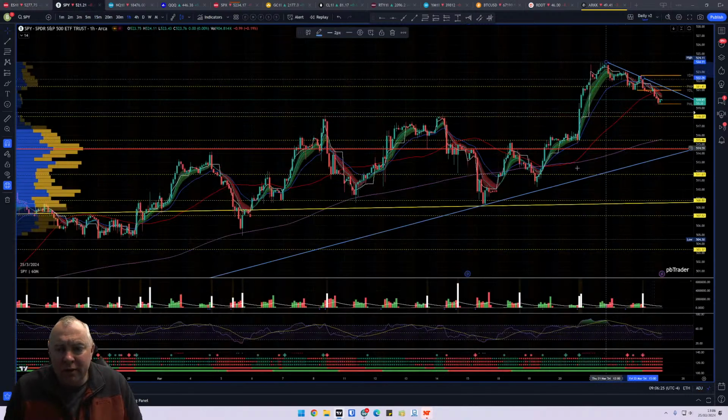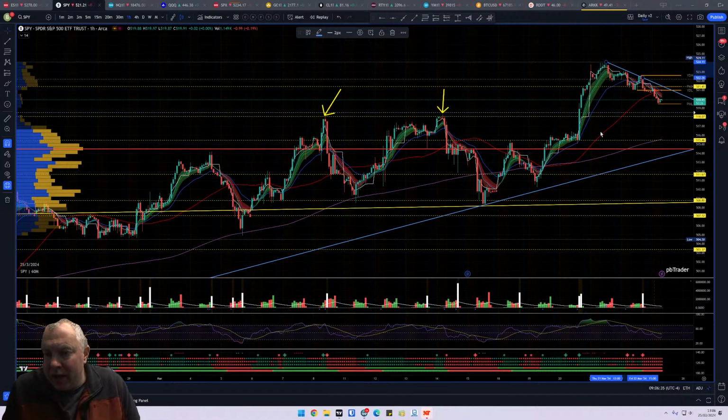Okay, so looking at SPY next, same as ES, but I like SPY better because of this double top, and it's more of a defined hourly area, an hourly level. So that's 518 through to about 520.